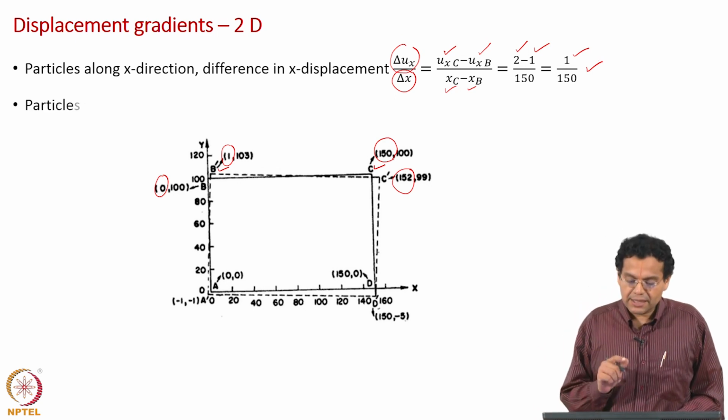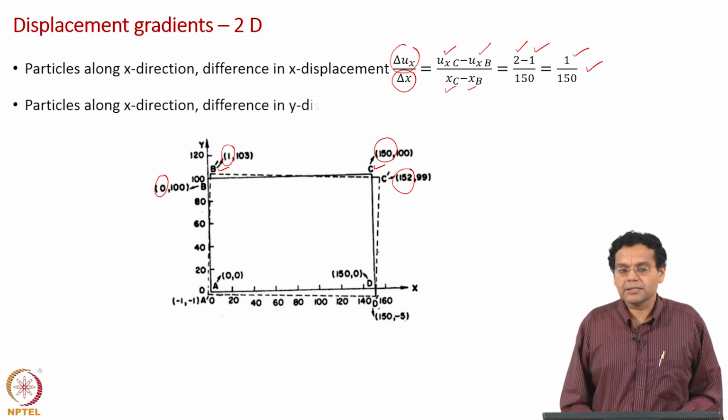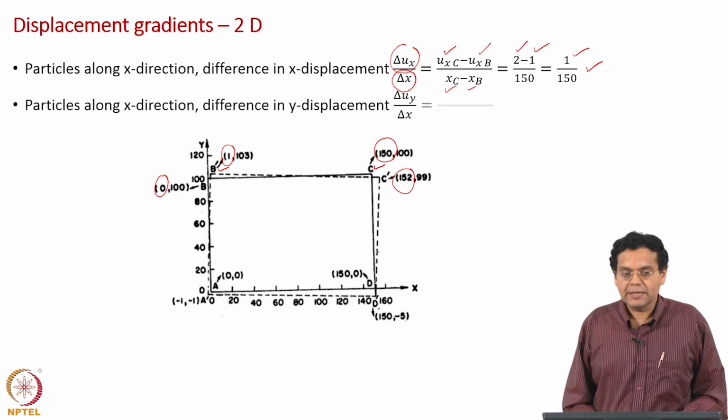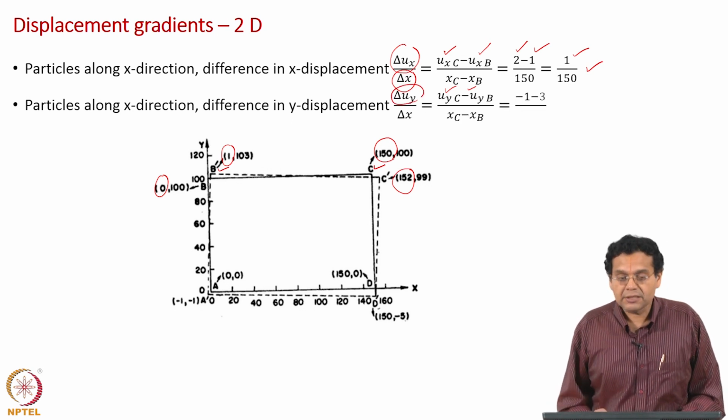Now, we consider the same particles along x direction, but now look at the difference in y displacement. When I say y displacement, it is change in y coordinate. So, how do I write it? Delta u y by delta x, because they are particles along x axis, but now we are going to consider the difference in y displacement.